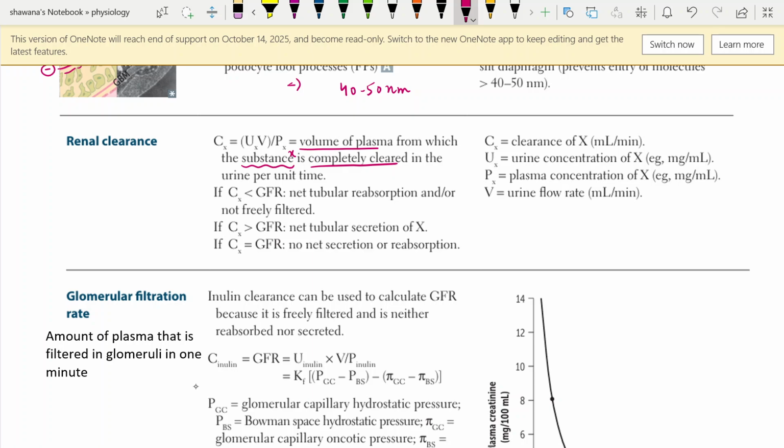What is the clearance of substance X? We can write that the clearance of substance X is equal to the urine concentration of that substance multiplied by the urine flow rate, divided by the plasma concentration of that particular substance X. This is simply the renal clearance, nothing too fancy, nothing too difficult. This is the renal clearance: that a substance X is completely cleared into the urine from the plasma in a particular time.